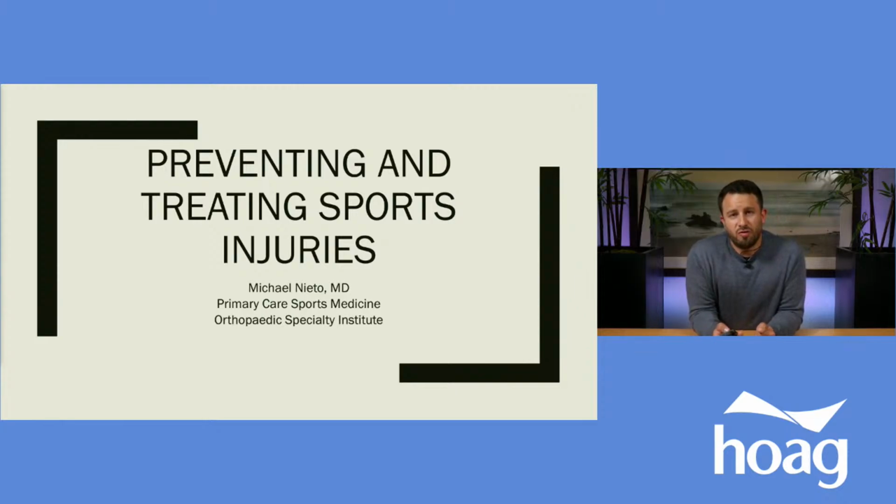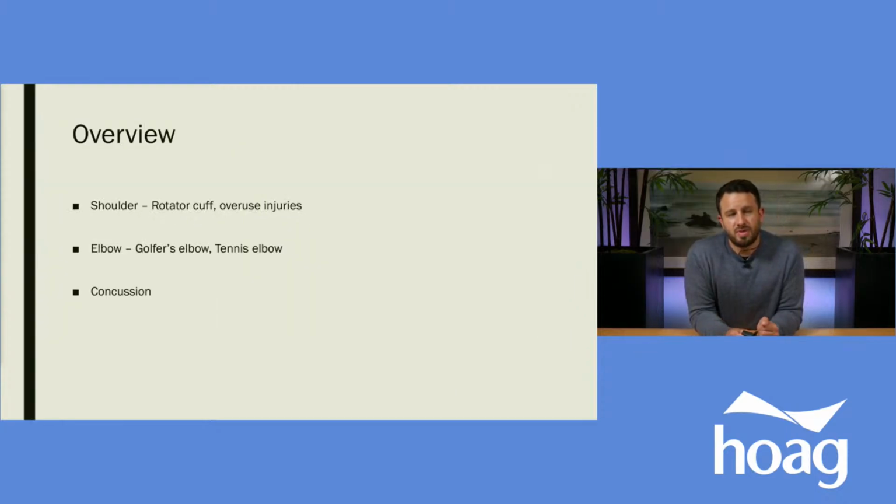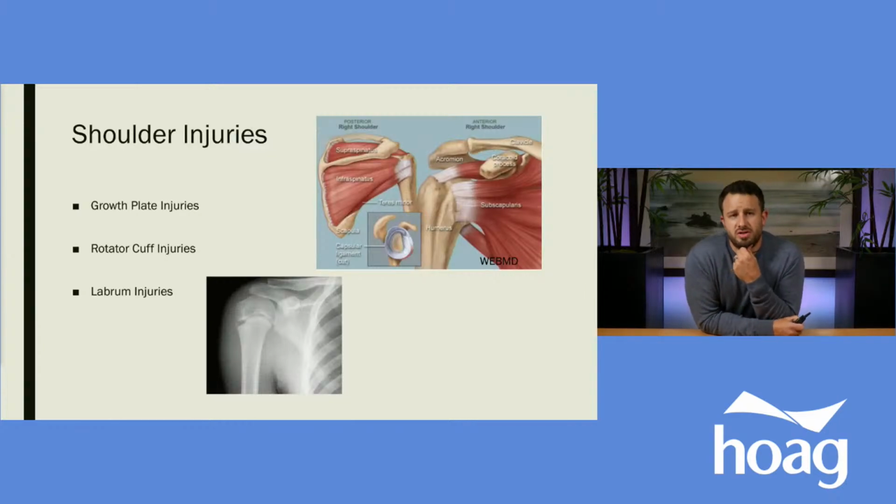So I'll give you an overview of where we're headed tonight. We'll talk about some shoulder injuries, elbow injuries, and then wrap up with concussion. We're seeing a lot of concussion as kids start to get more involved in sports, coming back from the COVID break. So we'll touch on that. And again, if you have any questions throughout the presentation, feel free to put it in the chat and we'll address them.